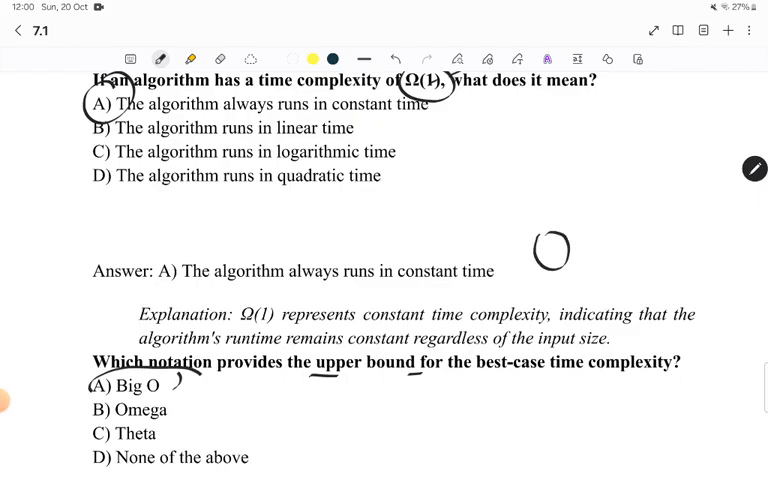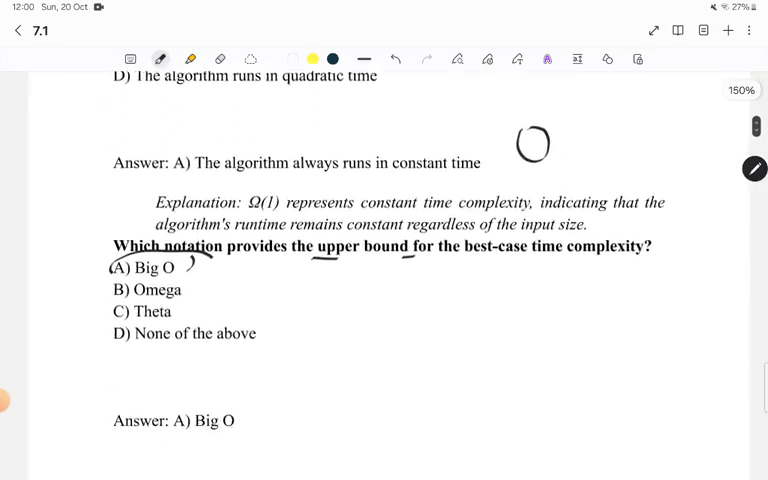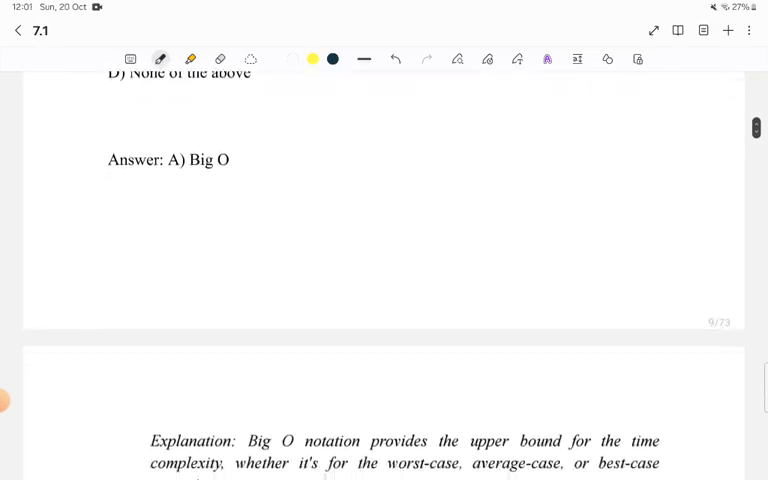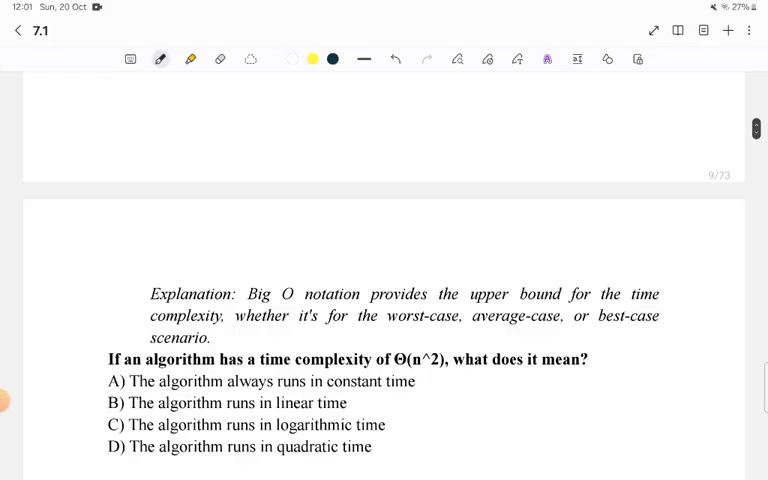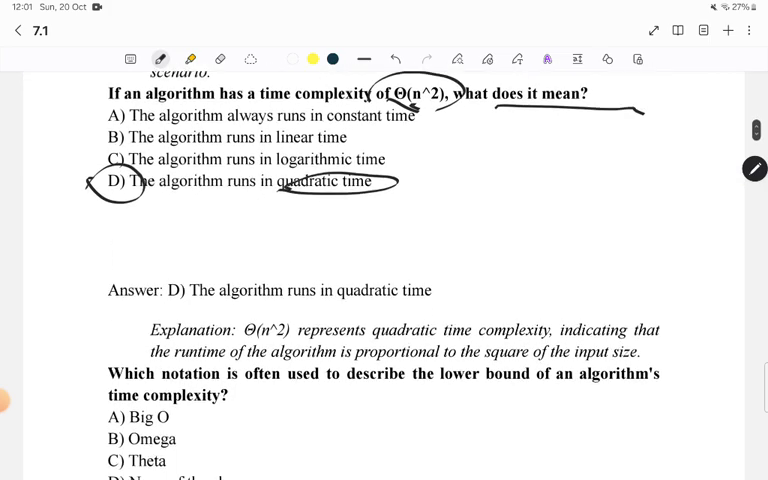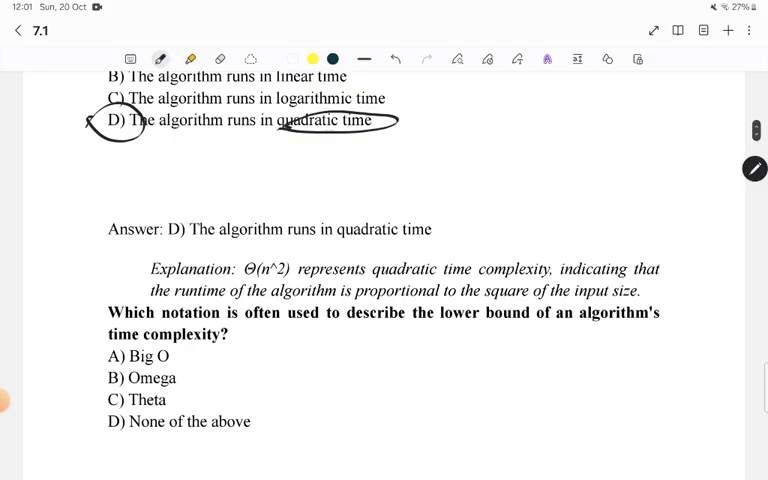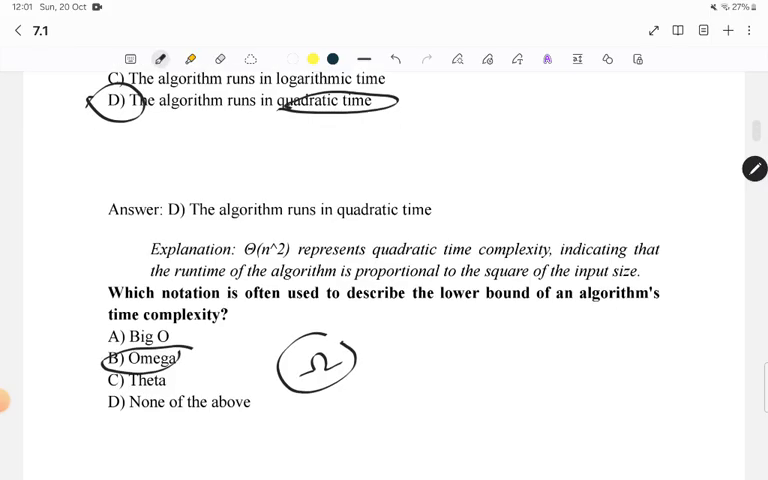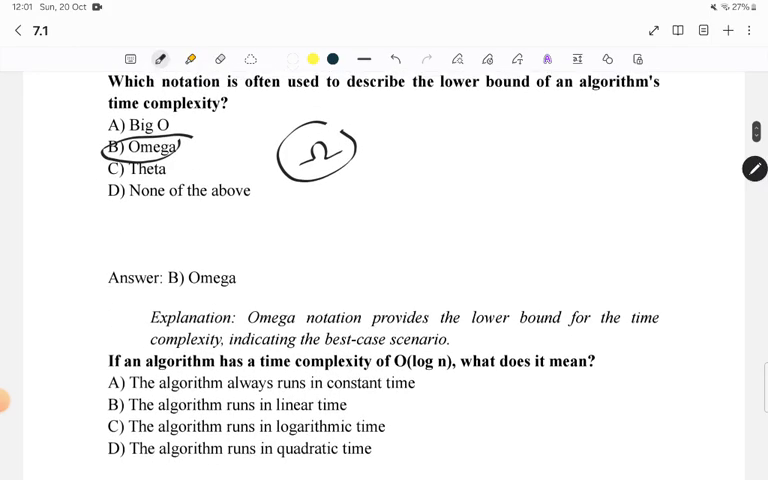Next question. If an algorithm has a time complexity of n square, what does it mean? I already told you, n square means quadratic time. So D is the correct answer. Let's go to the next question. Which notation is often used to describe the lower bound of an algorithm? Lower bound, omega. So omega is the correct answer.